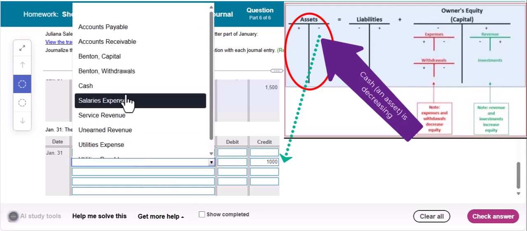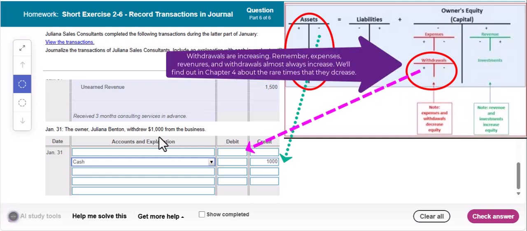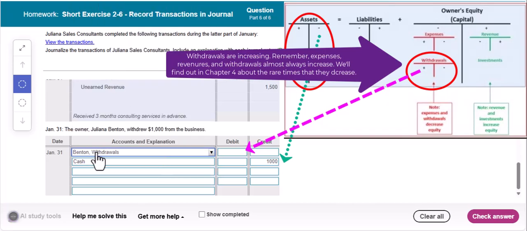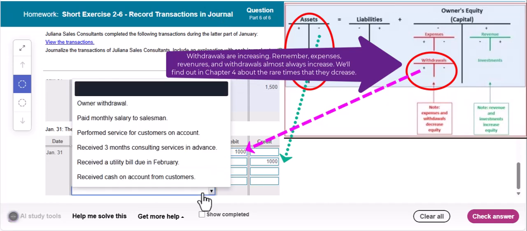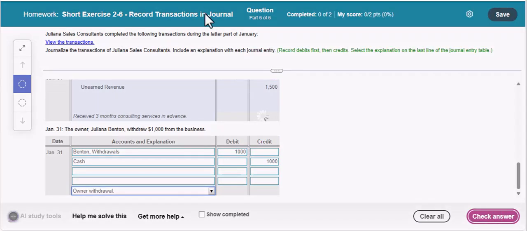Since debits come first and credits come second. And again, why is this owner taking money out? They are just doing a withdrawal. So let's go ahead and take a look at our accounting grid again here. And let's see, it looks like withdrawals, they increase with a debit. So that's why we're going to debit withdrawals here. So we'll go ahead and go to Benton withdrawals, owner's name withdrawals, and then we're going to increase our withdrawals with a debit. And then let's input an explanation. So we had an owner withdrawal. Let's go ahead and check our answer. Well done.